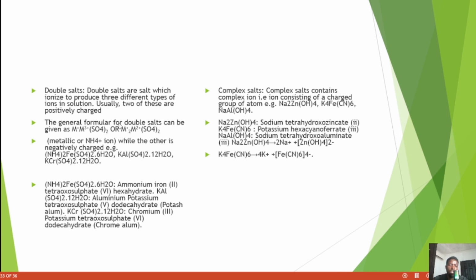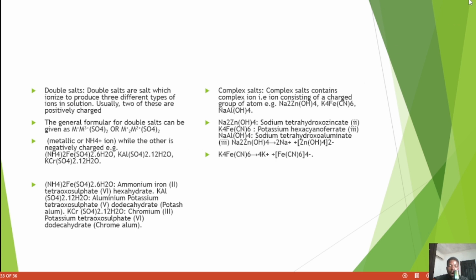The next type of salt is a double salt. Double salts are salts which ionize to produce 3 different types of ions. So you expect to have 3 ions in a double salt. Usually 2 of these ions are positively charged. So the general formula for a double salt can be given as M plus M3 plus SO4 or M plus M2 plus SO4. I would explain what this actually means.